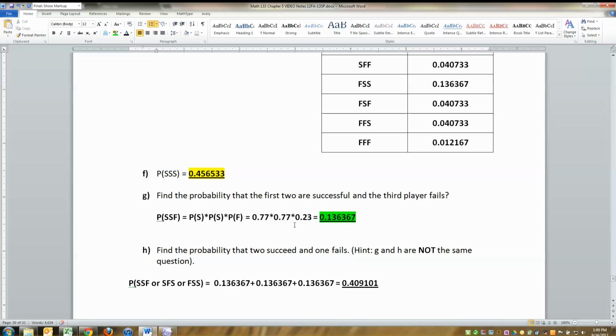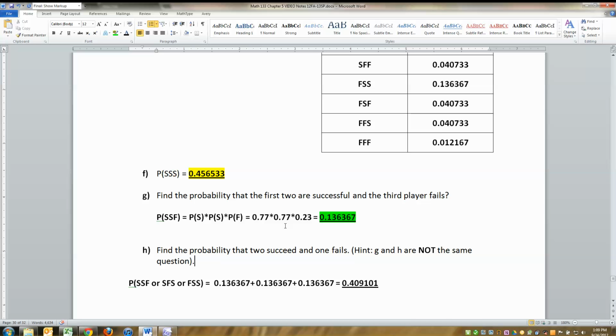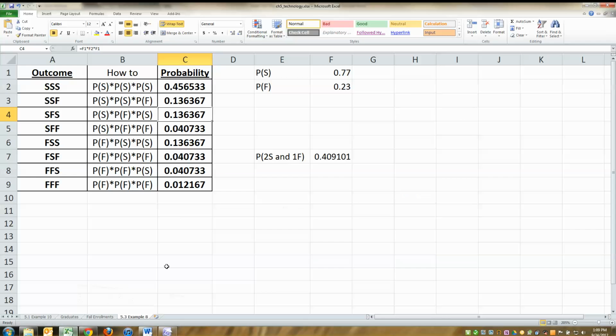Well, that's a totally different question than the other one, right? I'm not asking for the first two to be successful and the third one to fail. I'm saying I just want two successes and a failure. Okay, well, I'm going to go do that in Excel real quick. So I want two successes and one failure, but not in order. So that's the probability of success, success, fail, or success, fail, success, or fail, success, success.